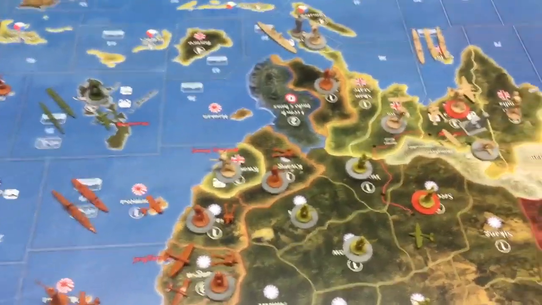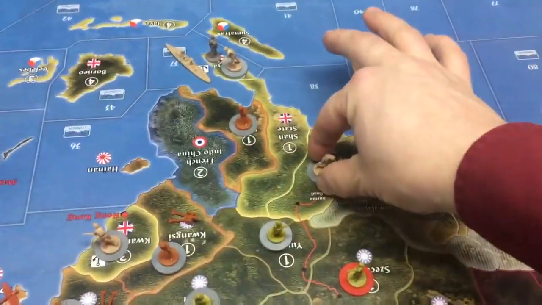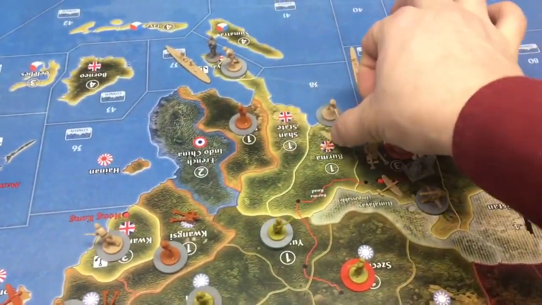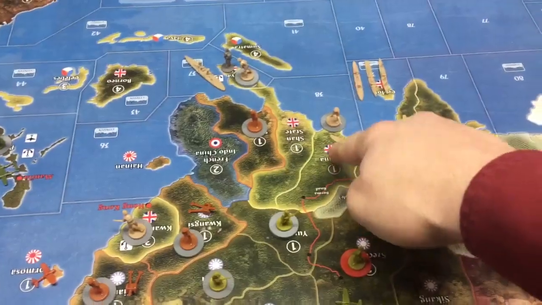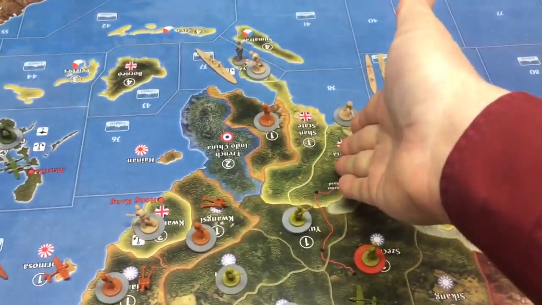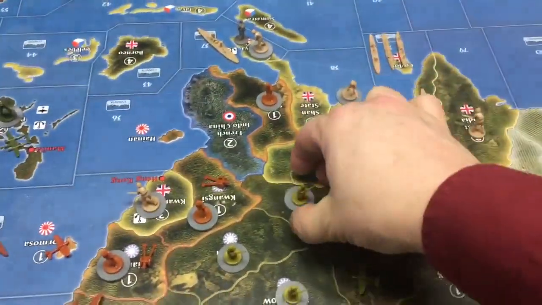So over here in Burma is different. They do not need to follow the restriction of liberation the way Hong Kong does. So even if the Allies control Burma, China can move their units into Burma.